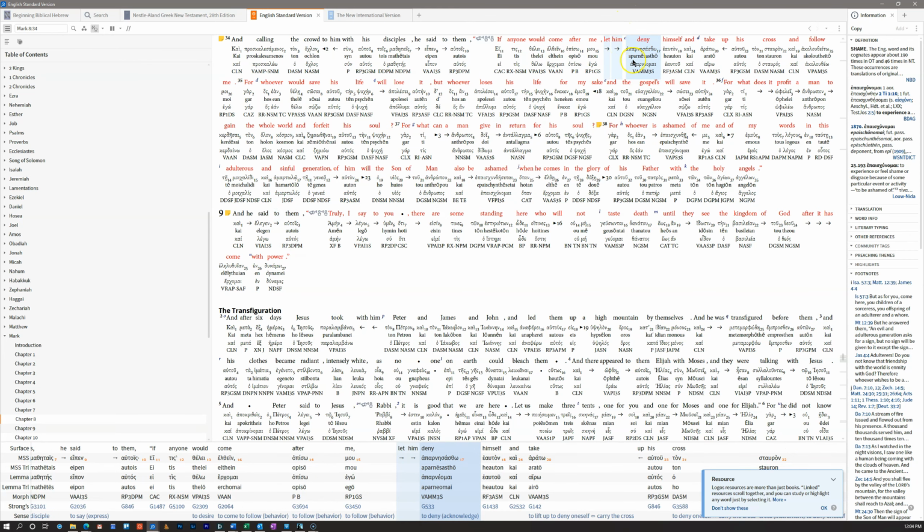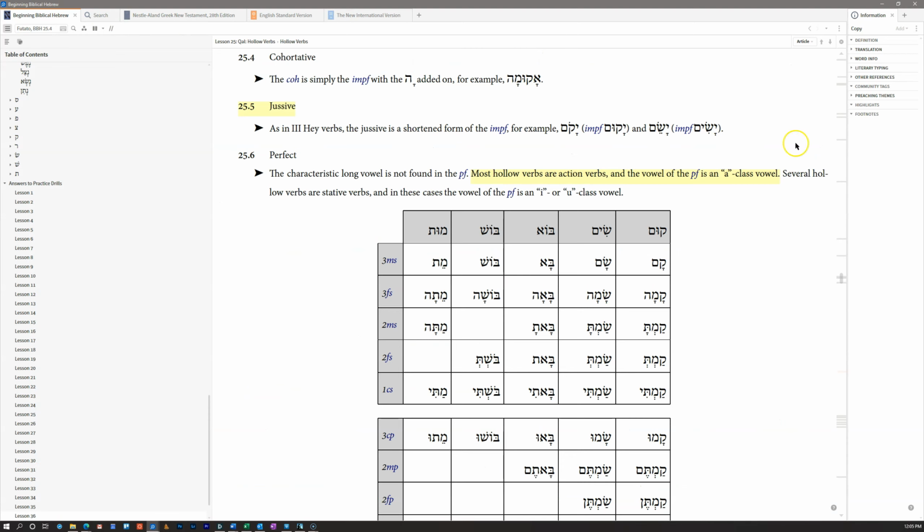But I think that's a good way to kind of bring out what the jussive does in Hebrew by looking at an English and Greek example. Cool. So yeah, that's helpful. That's a great one to bring up. I'll probably use that to illustrate it in the future. Anything else? No, the only other thing.